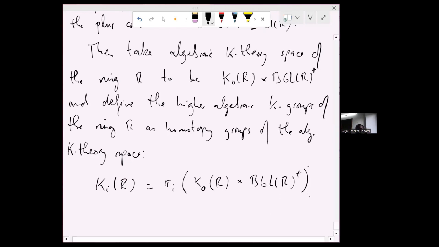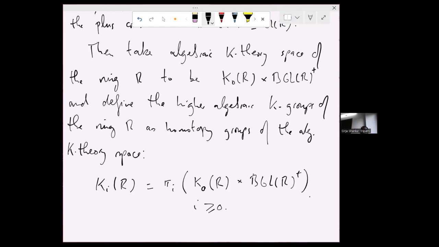Okay. Do we have any questions? Okay, so this is our higher algebraic K theory space, and this is definition of higher algebraic K groups.